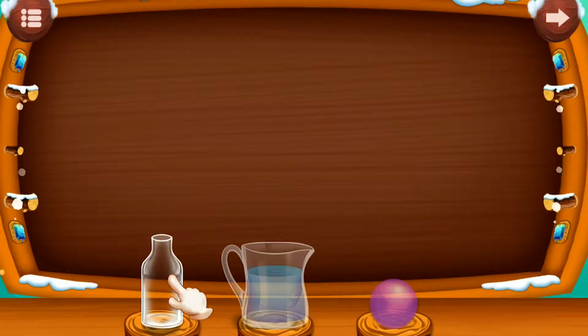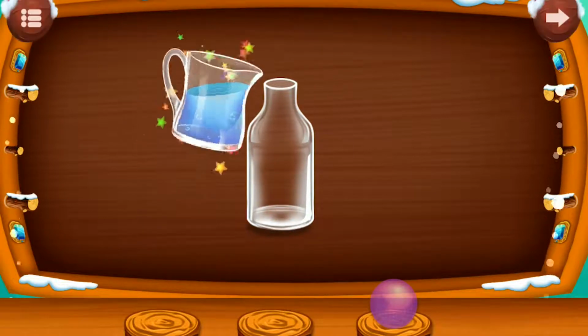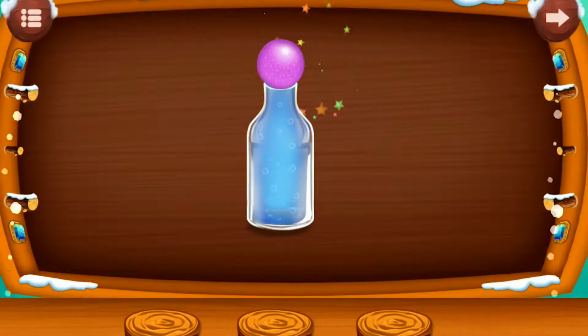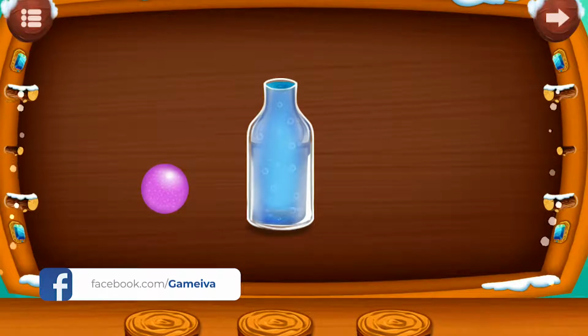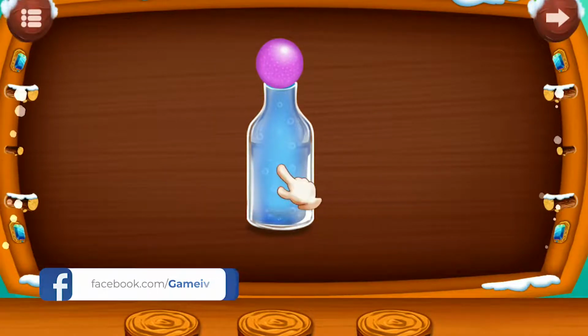Take an empty bottle. Take a water jug. Pour some water into it. Put the ball on the top of the bottle. Oh, the ball is fallen. Now try rotating the bottle upside down.